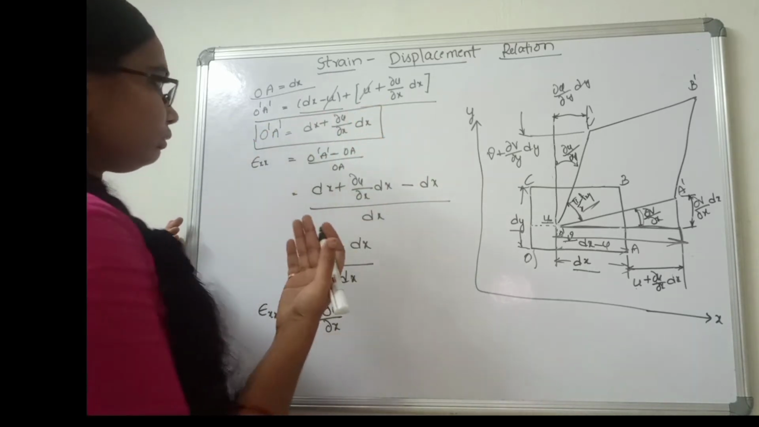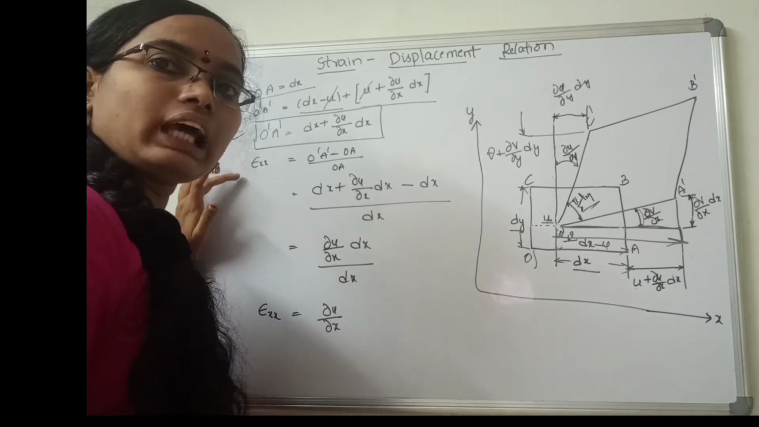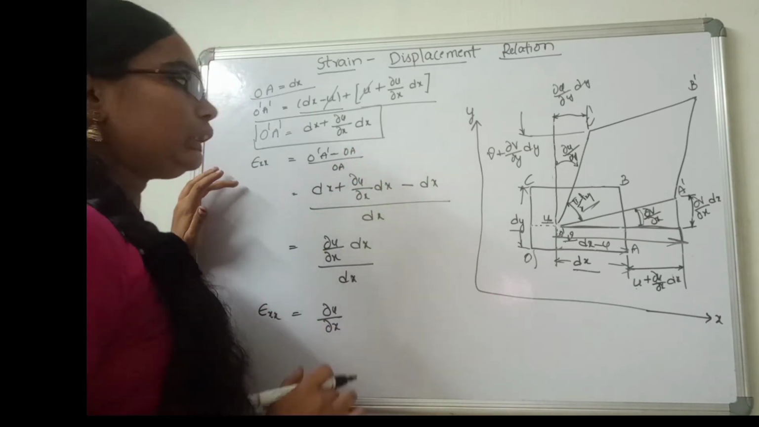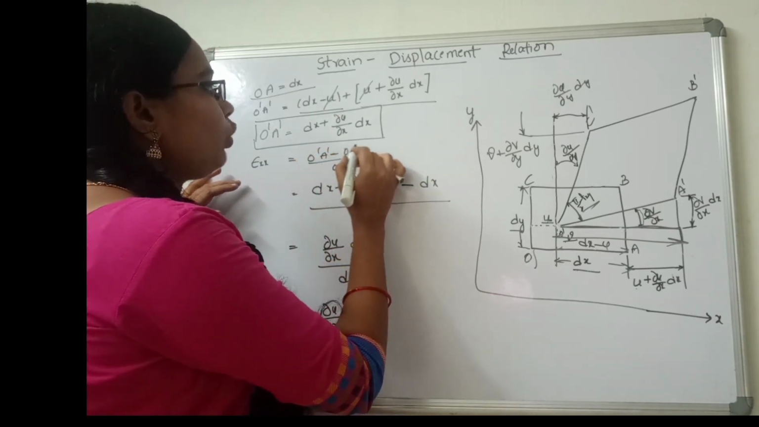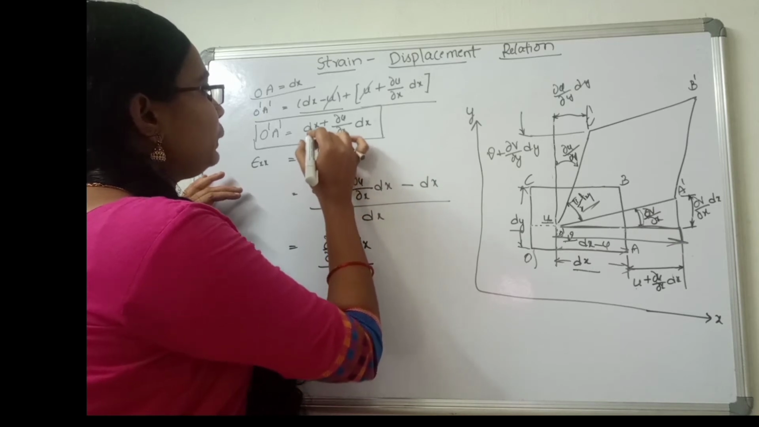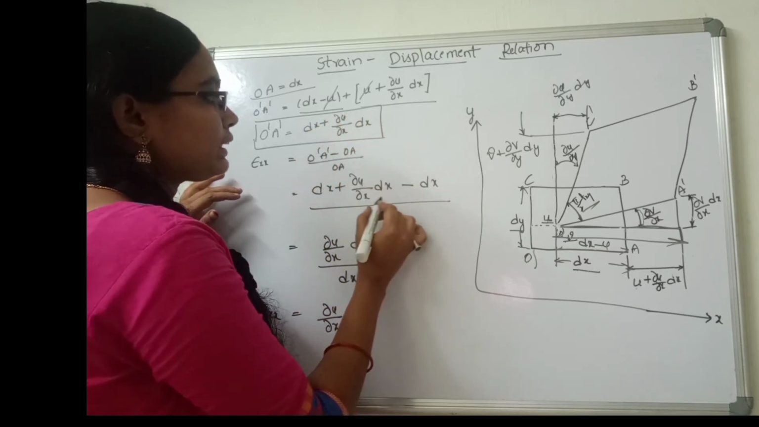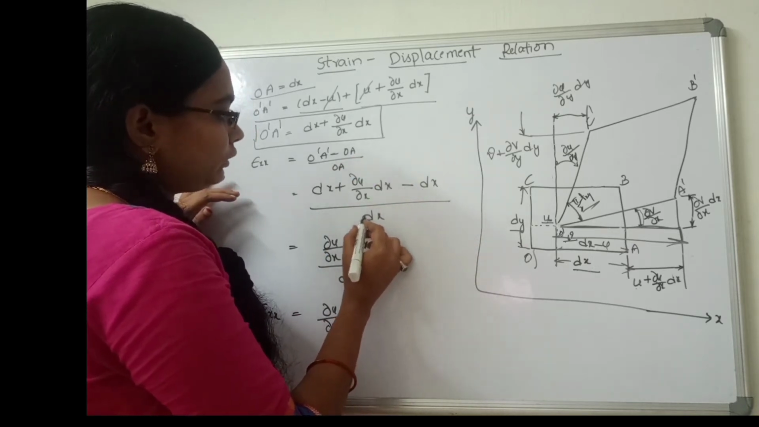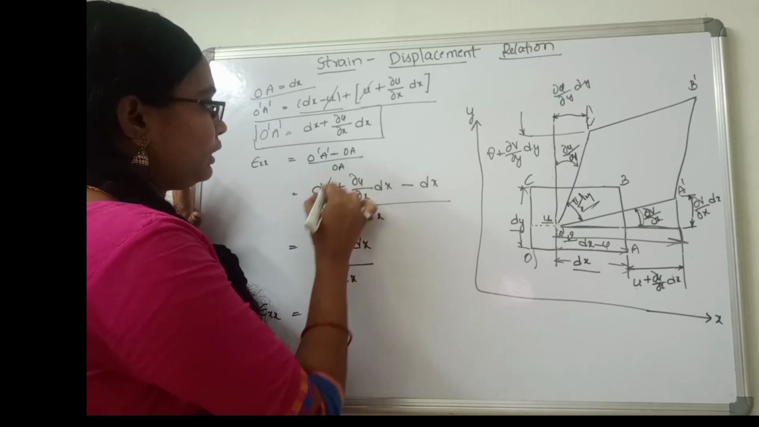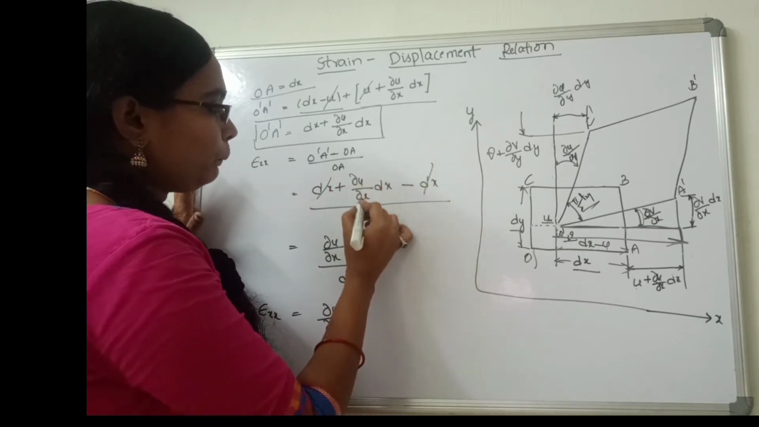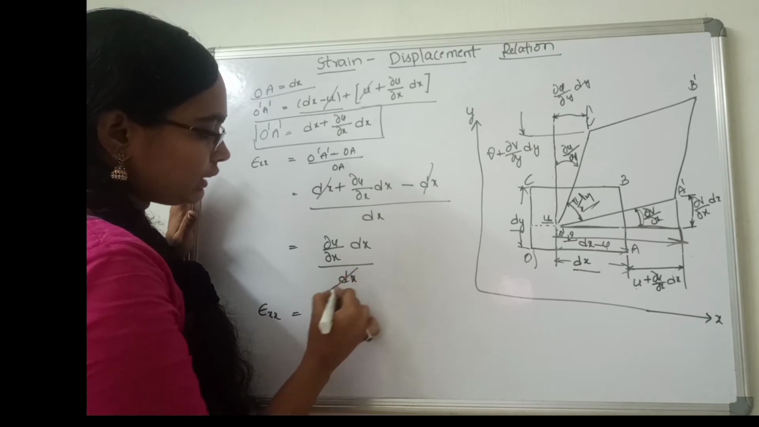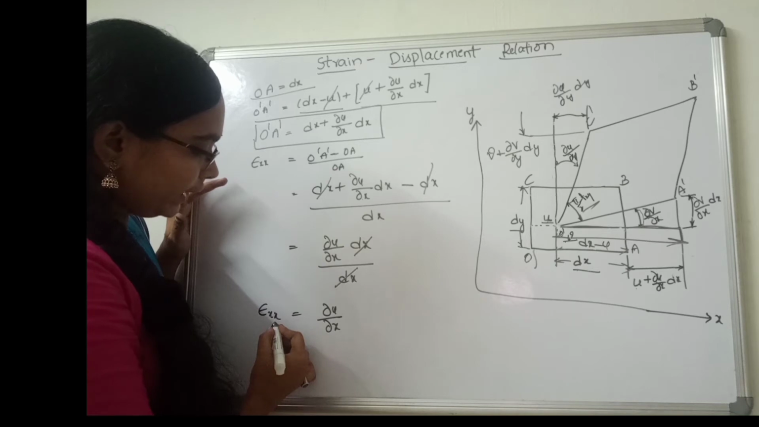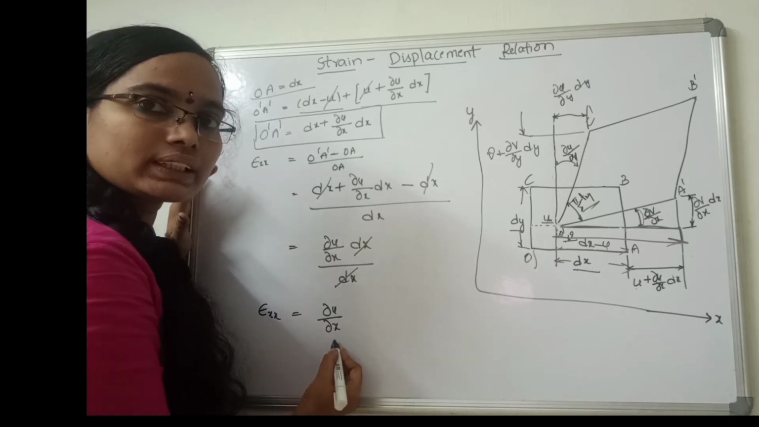Okay, so the strain along x direction, actually we know strain means change in length by original length. Change in length means o dash a dash minus oa. So o dash a dash is nothing but dx plus dou u by dou x dx, minus original length dx, by original length dx. So this dx and dx is cancelled. Dou u by dou x dx by dx, this dx is cancelled. Finally, strain along x direction is dou u by dou x.